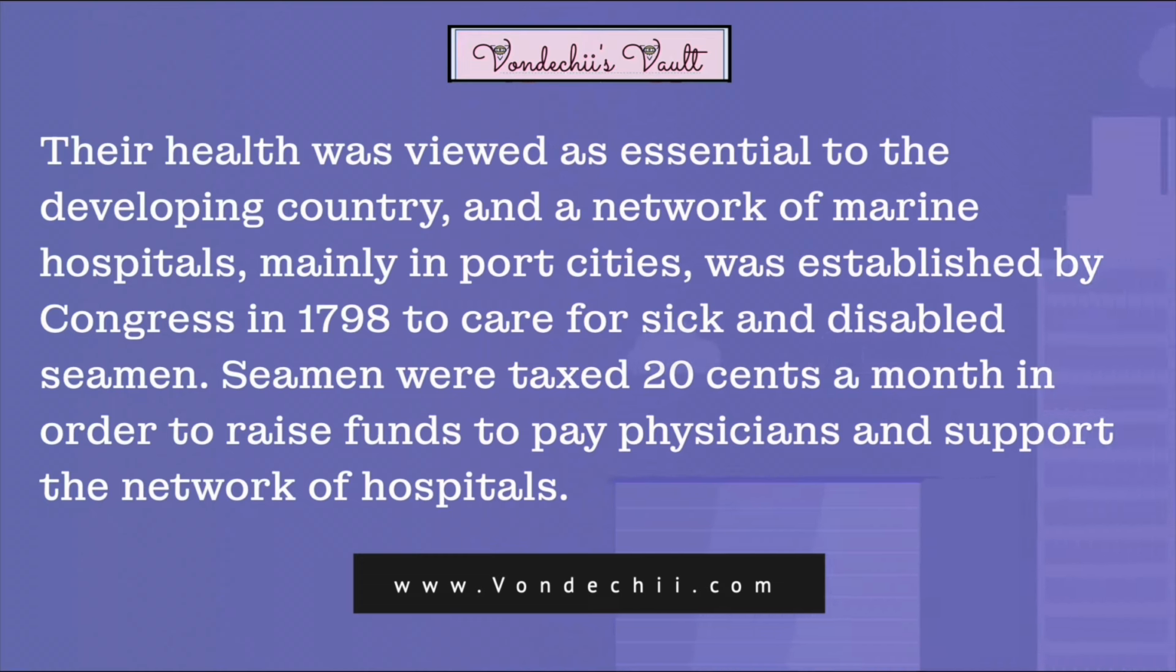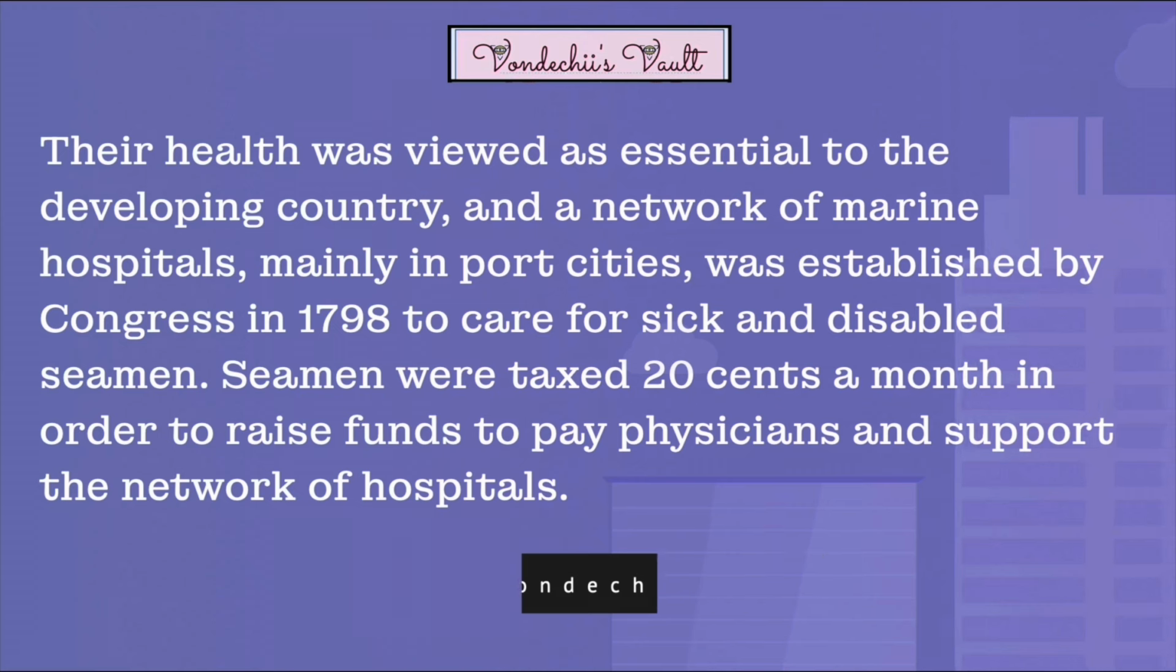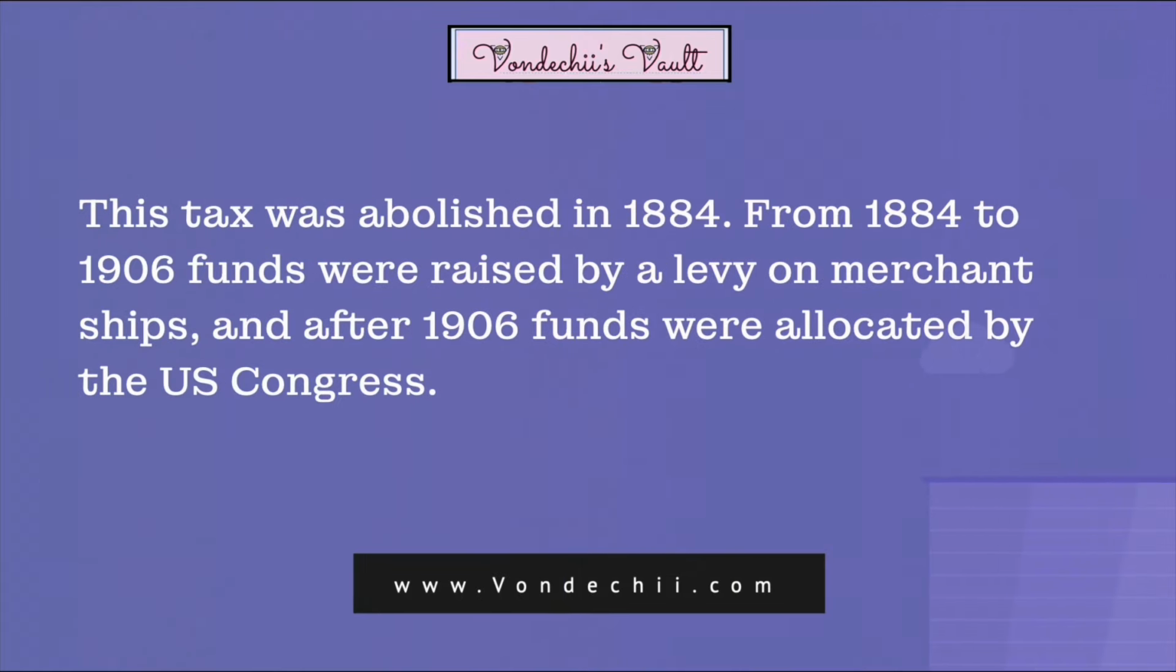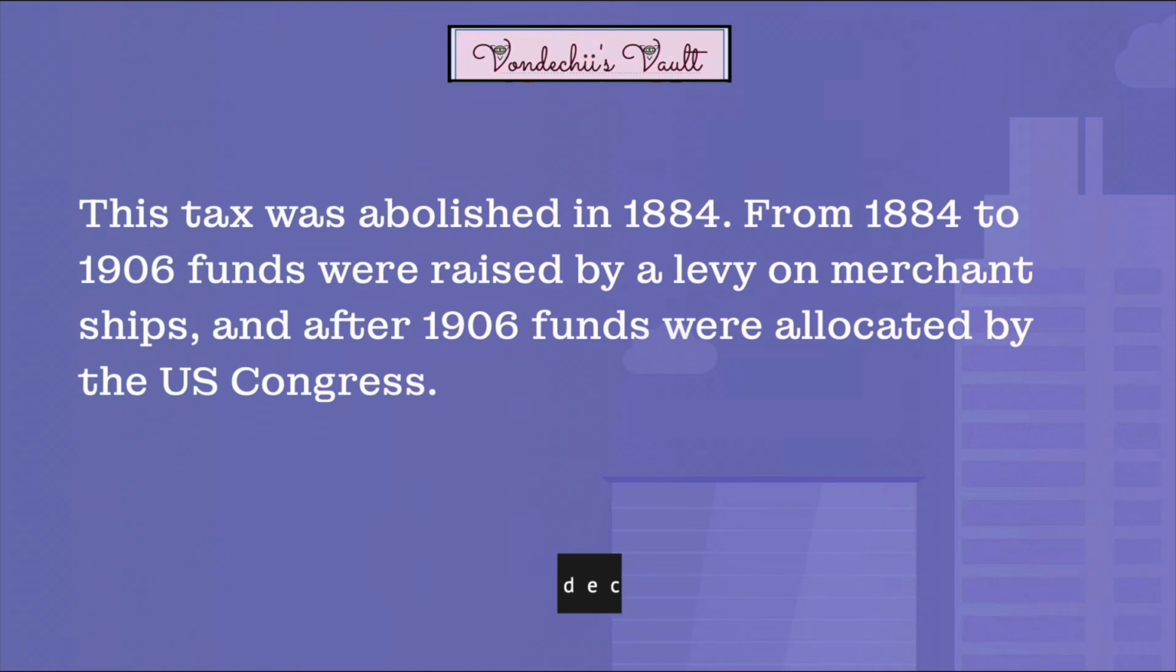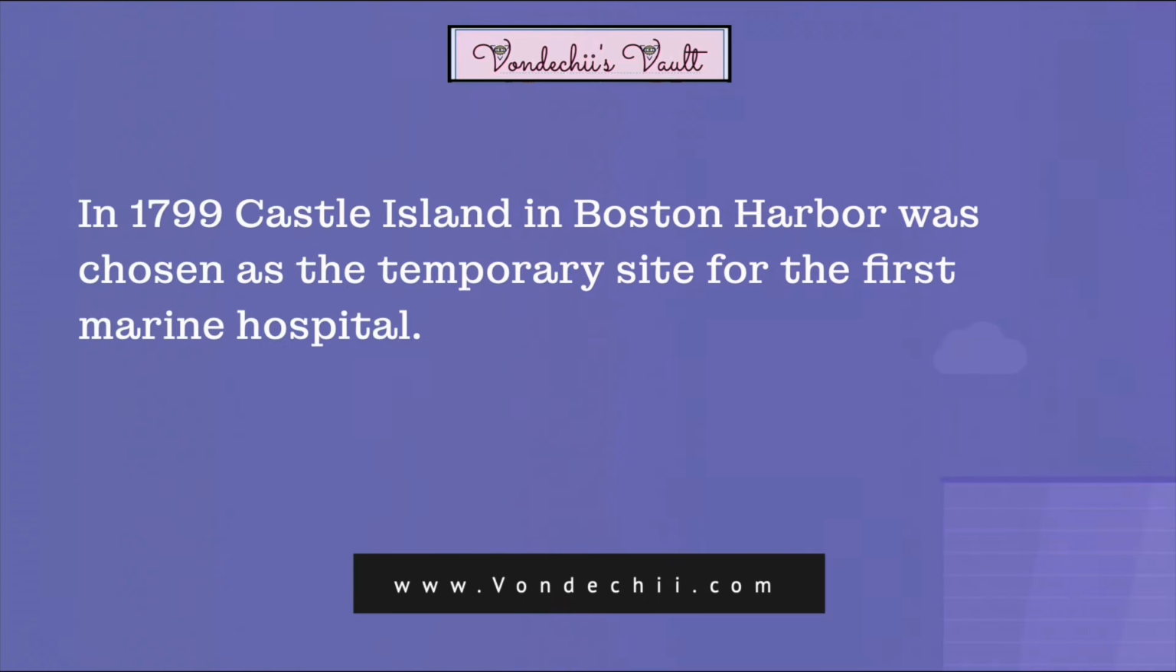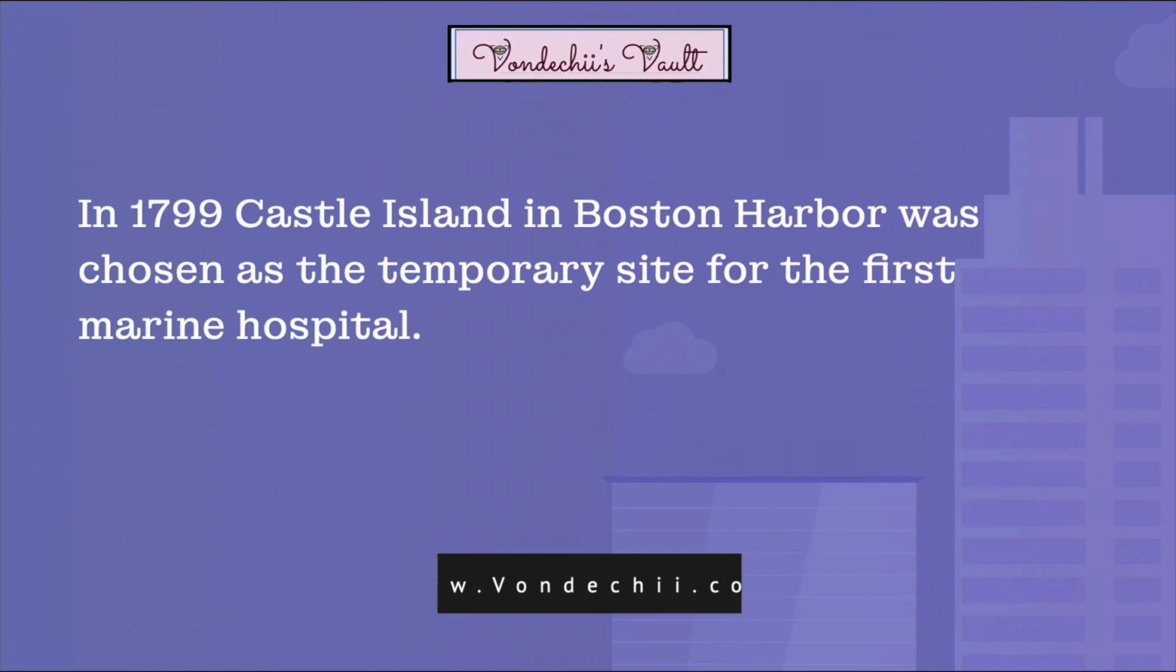Seamen were taxed 20 cents a month in order to raise funds to pay physicians and support the network of hospitals. This tax was abolished in 1884. From 1884 to 1906, funds were raised by a levy on merchant ships, and after 1906, funds were allocated by the U.S. Congress. In 1789, Castle Island in Boston Harbor was chosen as the temporary site for the first marine hospital. Dr. Thomas Welsh, a Harvard College graduate and participant in the Revolutionary War battles at Lexington and Bunker Hill, was appointed as the physician in charge.